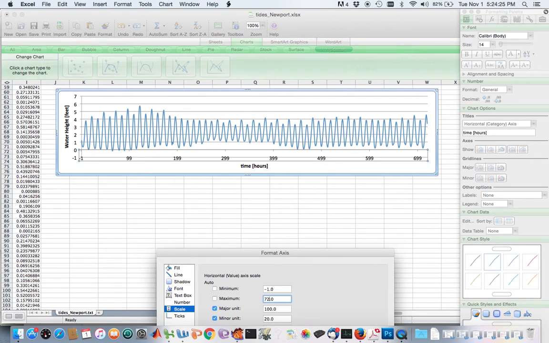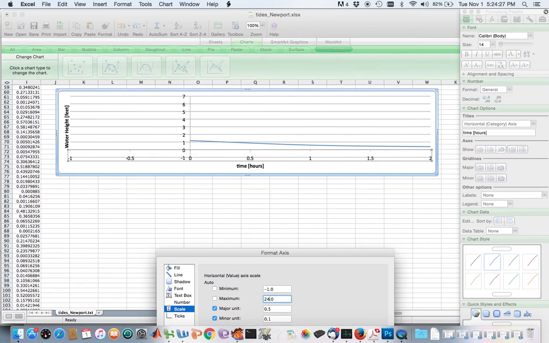Now if we focus in, say on one day, 24 hours, we can see in Newport, Rhode Island, we have 1, 2 low tides and 1, 2 high tides. And the low tides and the high tides are approximately the same height. So the low tides are just a little bit above zero mean water height, and the high tides are right around 4 feet.